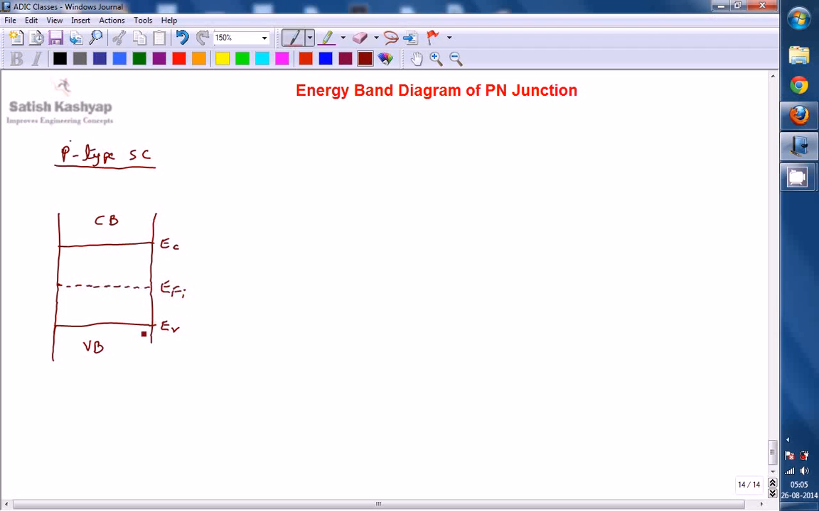This intrinsic Fermi level indicates the comparison between the number of free electrons in the conduction band and the number of holes in the valence band. If it is in the middle, it means the number of free electrons in the conduction band is the same as the number of holes in the valence band. So it moves towards either the conduction band or the valence band depending on which dominates. For intrinsic both are the same, that's why it is in the middle.